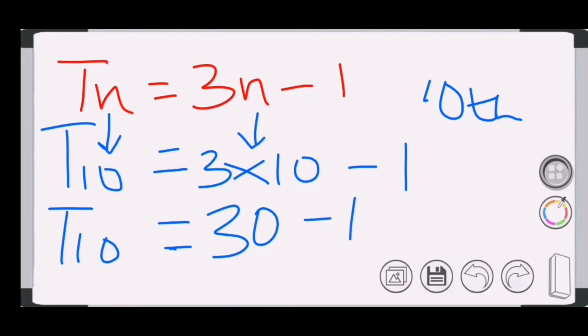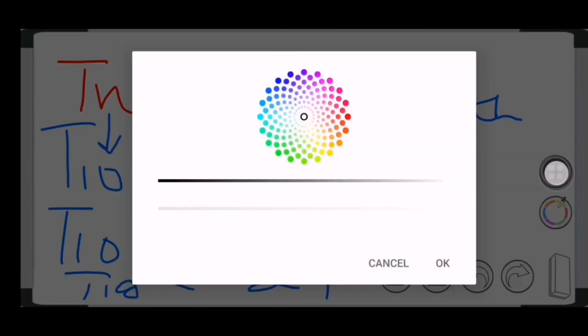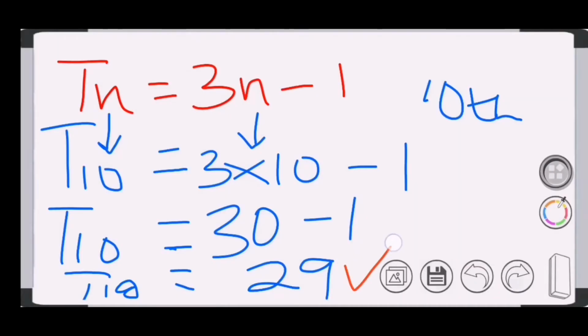What is 30 minus 1? That is 29. So our 10th number, our T10, is 29. That means that if we continue listing the numbers in our pattern, 2, 5, 8, 11, this is 1, 2, 3, 4. If you continue till the 10th number, that 10th number will be the number 29. Got it? Great.